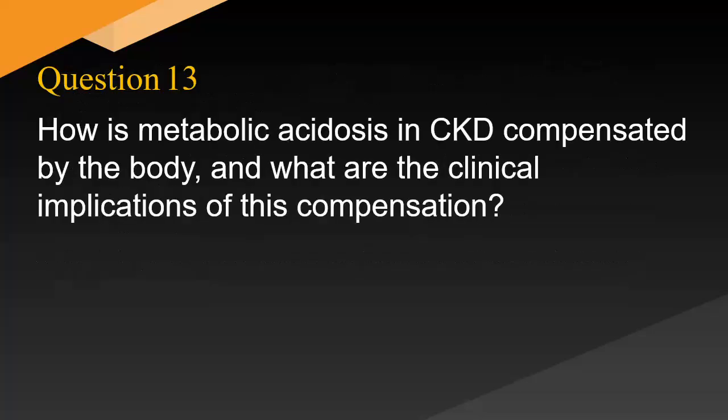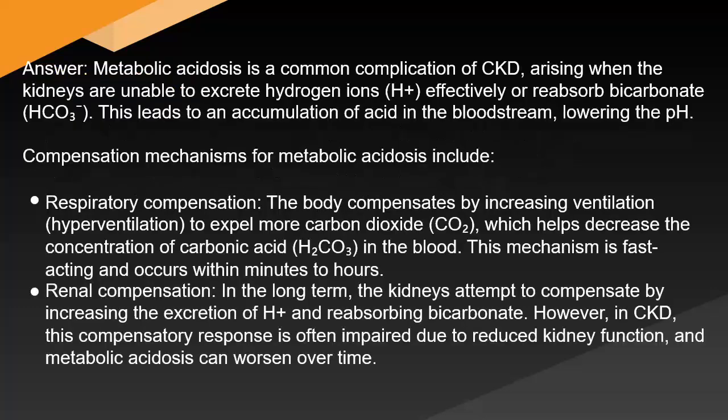How is metabolic acidosis in CKD compensated by the body, and what are the clinical implications of this compensation? Answer: Metabolic acidosis is a common complication of CKD, arising when the kidneys are unable to excrete hydrogen ions (H+) effectively or reabsorb bicarbonate (HCO3-). This leads to an accumulation of acid in the bloodstream, lowering the pH.